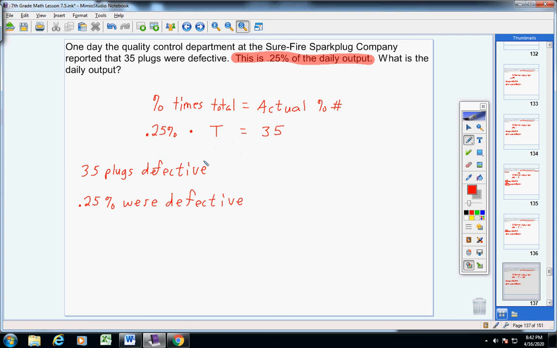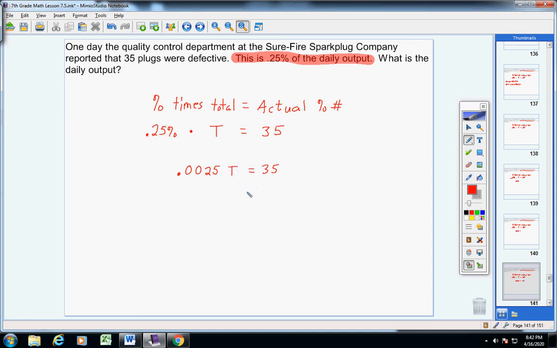Okay? First of all, 0.25% gets changed to 0.0025. Move the decimal, get rid of the percent, times t, which would be t, equals 35. Now, divide both sides by 0.0025. These cancel here, leaving you with t. And over here we have a division problem, okay? So there we go. Now we have to move this all the way to the end.